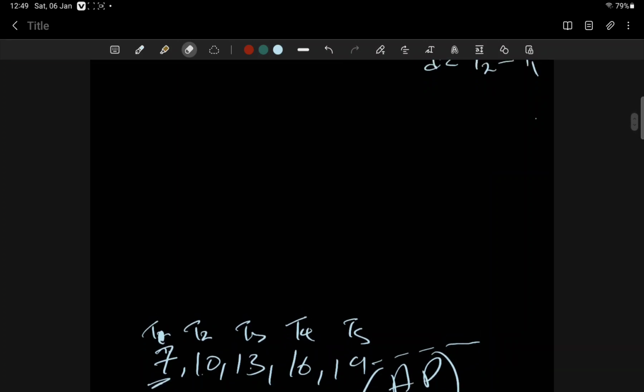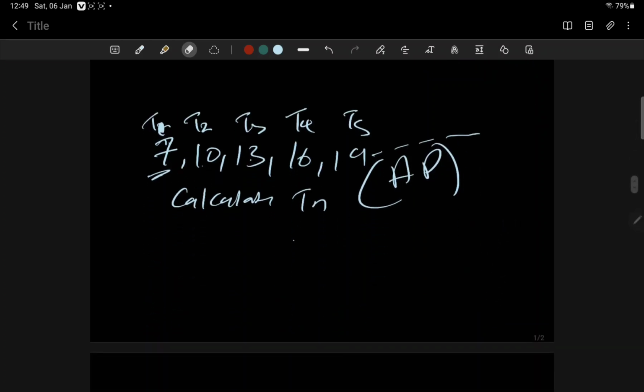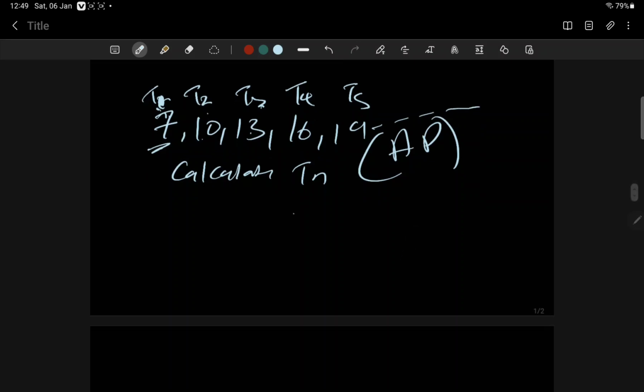So let's say we have a sequence which goes like 7, 10, 13, 16, 19. And this is an arithmetic progression. We're given that this is an arithmetic progression. Remember, the first term is T1, T2, T3, T4. Then we have to calculate Tn. Firstly, let's write the formula. Tn equals a plus (n minus 1) d. A is the first term of the sequence. What is that first term? T1, which is 7.